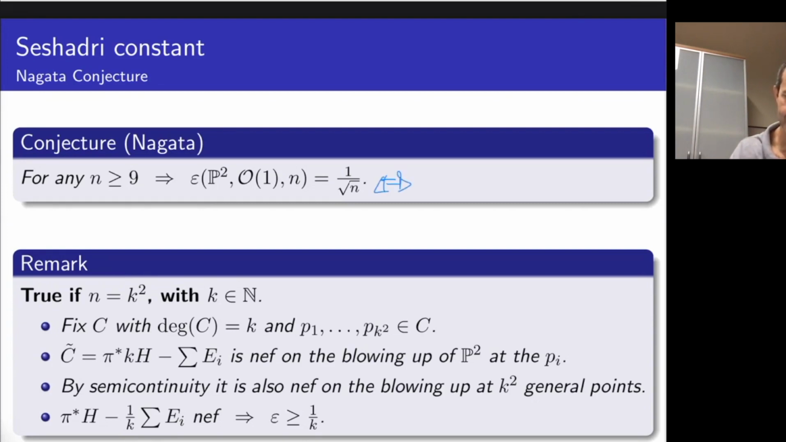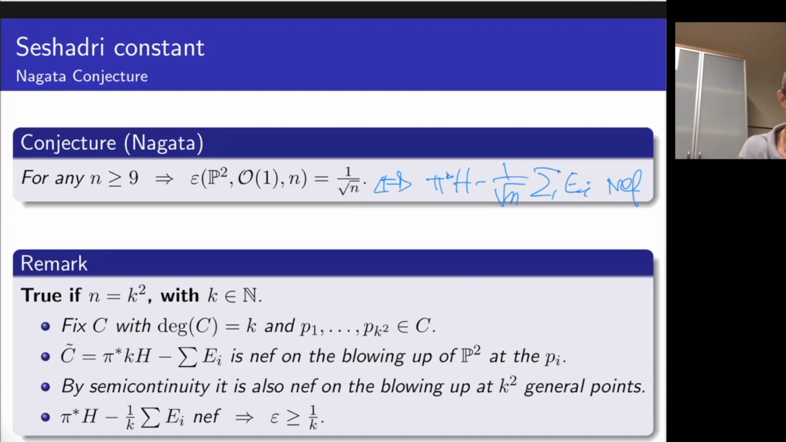This is equivalent to proving that the Nagata class, which is the pullback of H minus 1 over the square root of n times the sum of the Ei, is NEF. If we show that this class is NEF, then the Seshadri constant is at least 1 divided by the square root of n. On the other side, we know the other inequality, and so it is equivalent to proving this conjecture. I mean, it is an equivalent version of the Nagata conjecture.